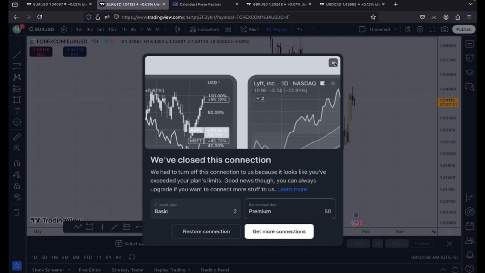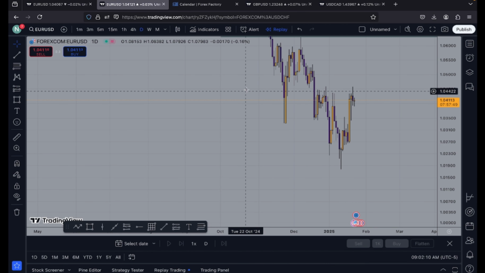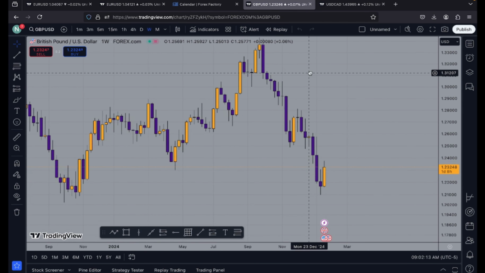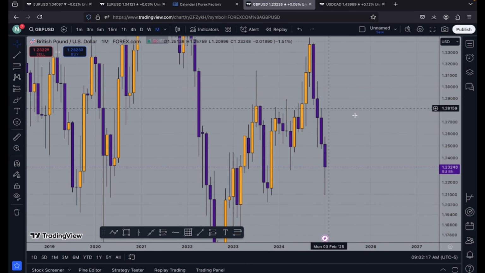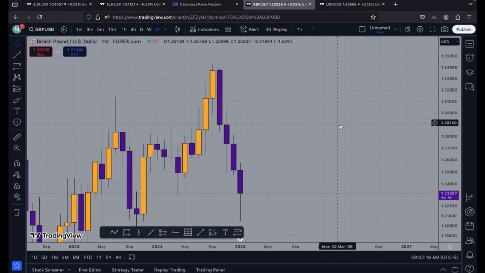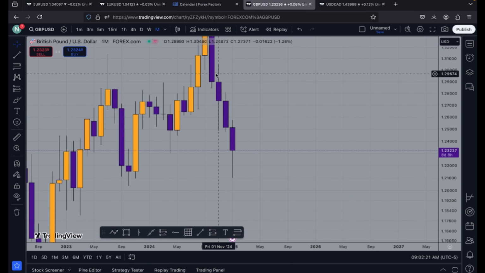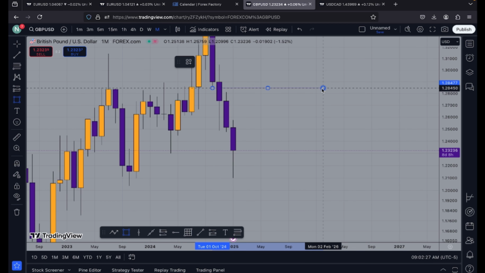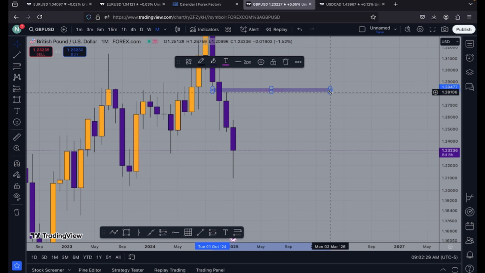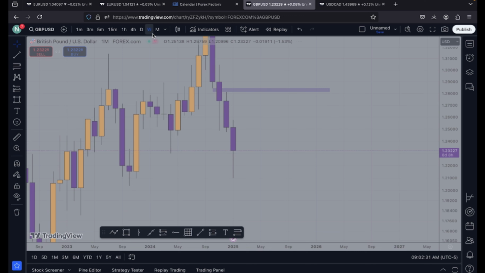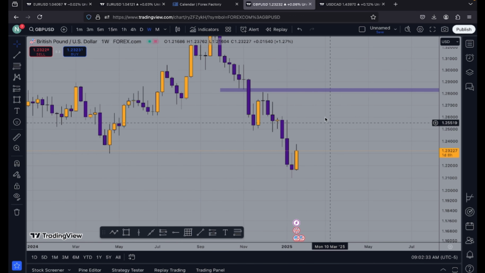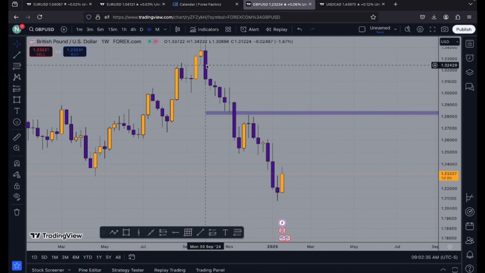So let's see Euro USD again, and okay, I didn't mark. Okay, let's say GBP USD. So look at the monthly chart on GBP. I believe you can see this fair value gap here, and other ones are not yet clear. So there's a fair value gap here, right? But let's go to the weekly. Now on the weekly, there's a fair value gap here.